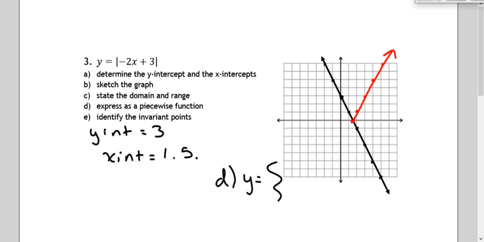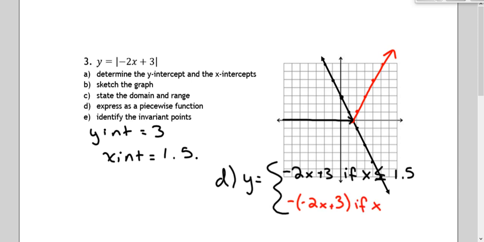The piecewise function: y is equal to negative 2x plus 3. So that's the original one that exists up to this point. So if x is less than or equal to 1.5, and our negative of it, so now the positive slope, I'm going to write that in red actually, just for consistency's sake, if x is greater than 1.5.